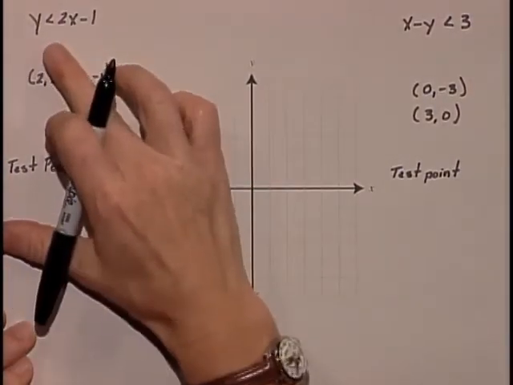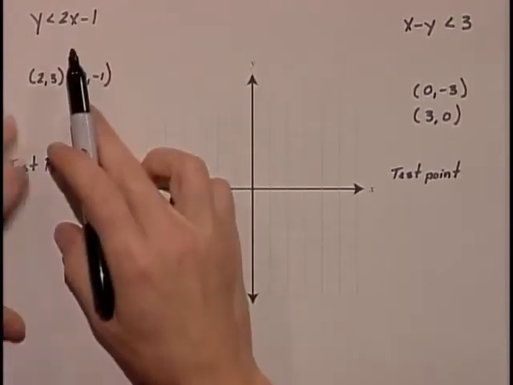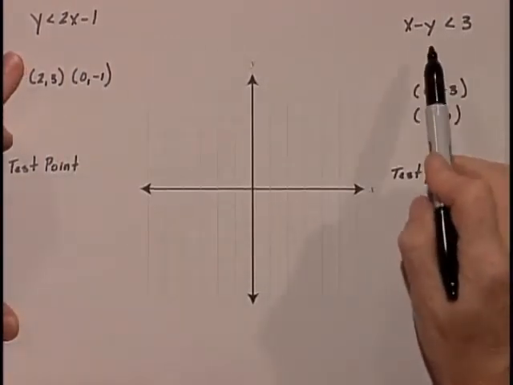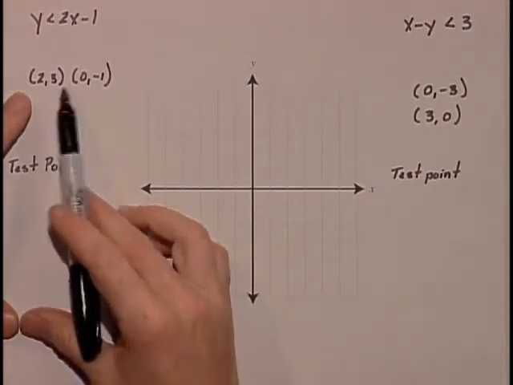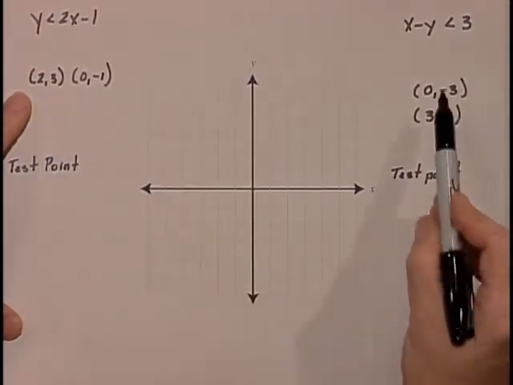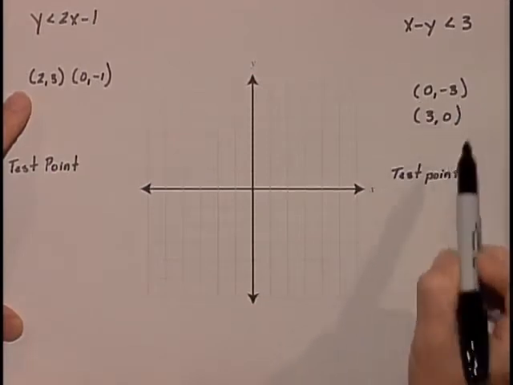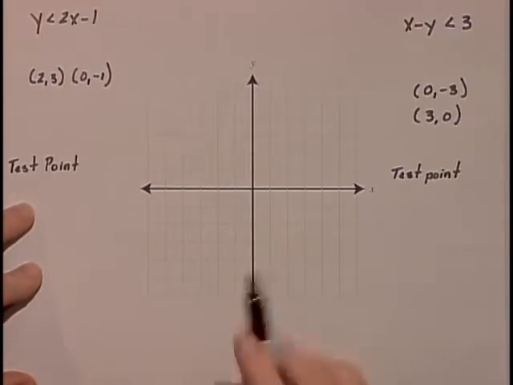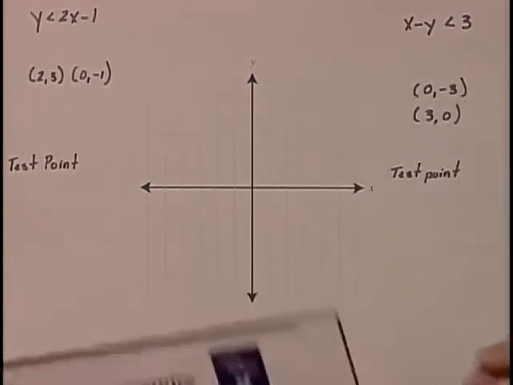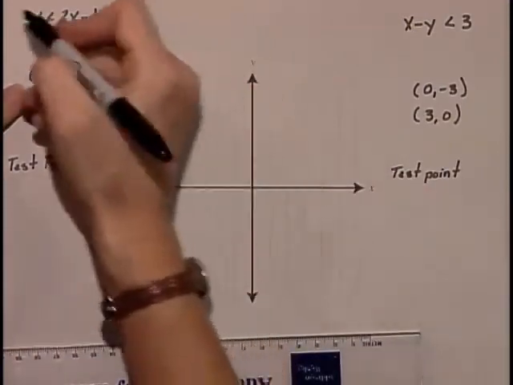We have y is less than 2x minus 1 as one of our original inequalities, and x minus y is less than 3. We have our points (2, 3) and (0, -1), and over here we have (0, -3) and (3, 0). So we're going to have to graph both of these on our graph simultaneously. Both are dashed boundary lines. So let's put our points on. We're going to call this line number 1.